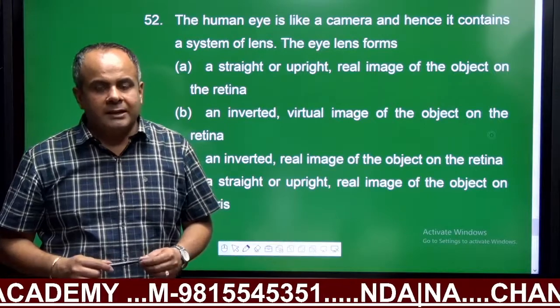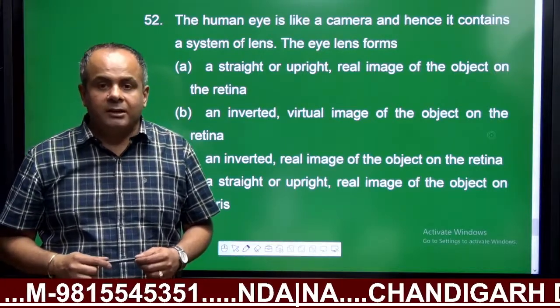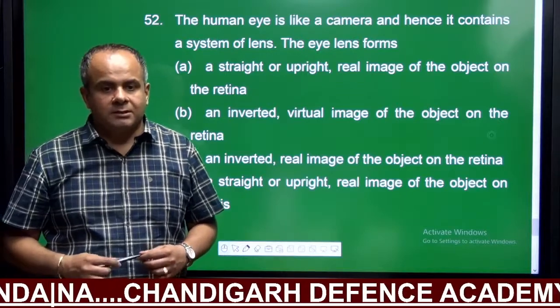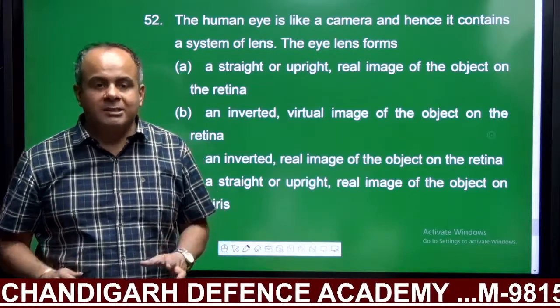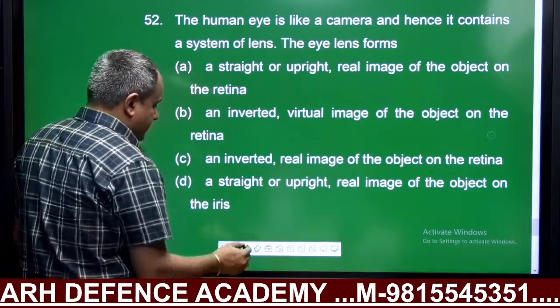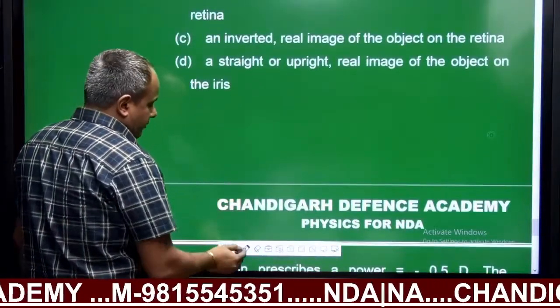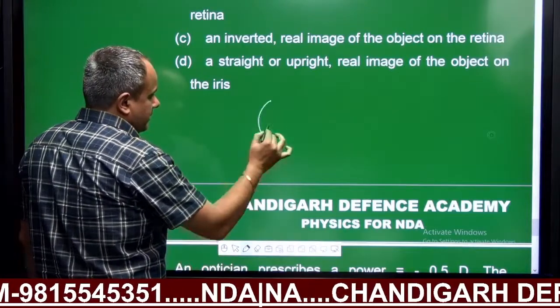A human eye is like a camera. कल पढ़ी थी हमने human eye, and it contains a system of lens which we also know. The eye lens is a convex lens. मैं यहाँ पे इसका ray diagram बना दूँ. Really sorry for that. Let me draw the ray diagram for the human eye. कल हमने क्या सीखा था? It is a convex lens.